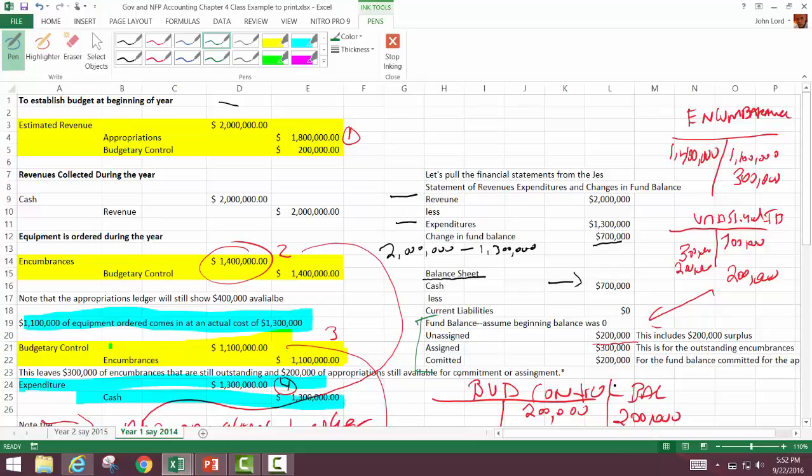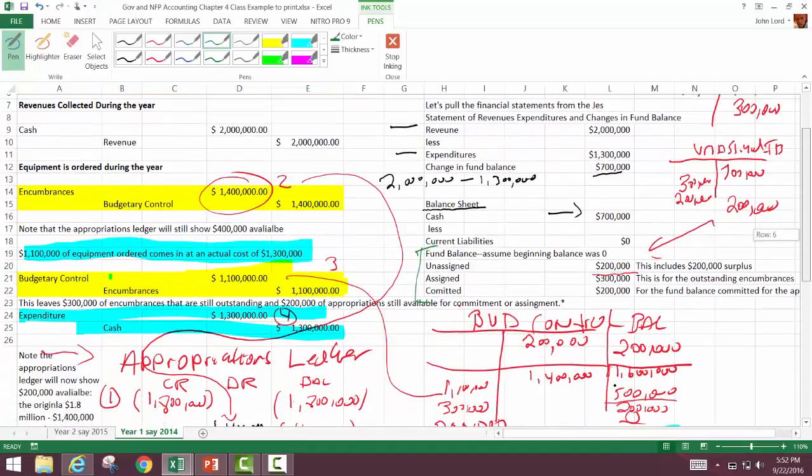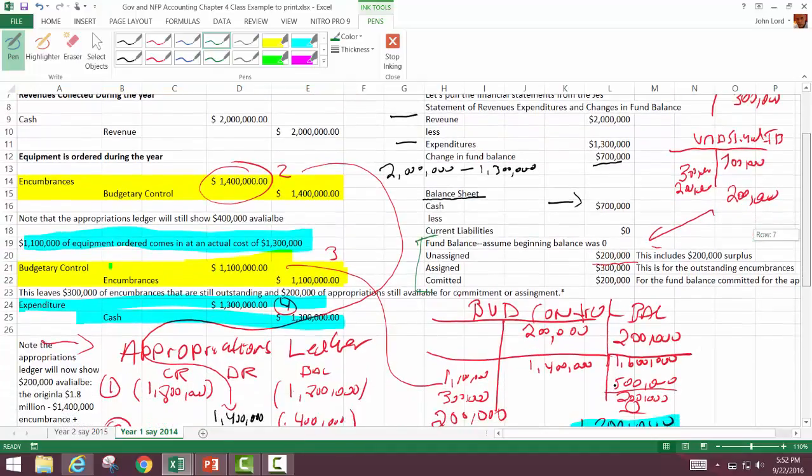We set up our budget at the beginning of the year, didn't we? We debited our estimated revenue and credited our appropriation. We credited budgetary control. I'm just going back to step one. We put that money into our appropriations ledger for 1.8 million of credit. Then we went ahead and got some revenue. We debited cash and credited the revenue. We got some cash.